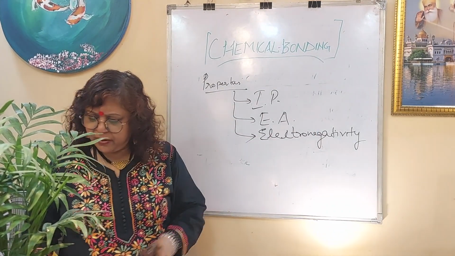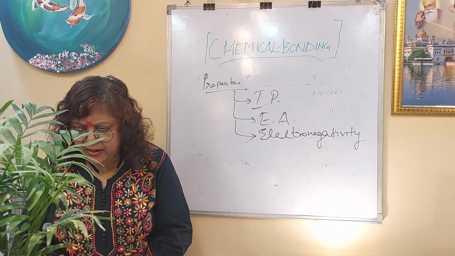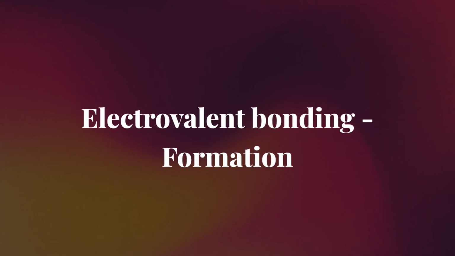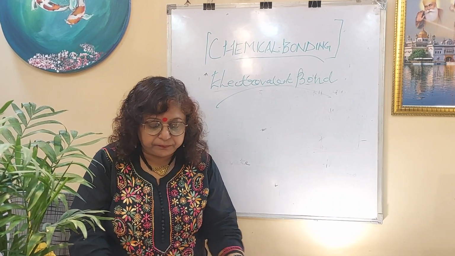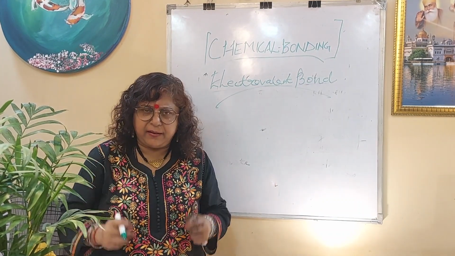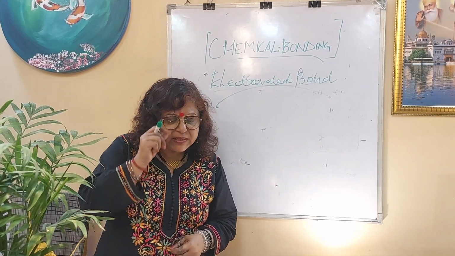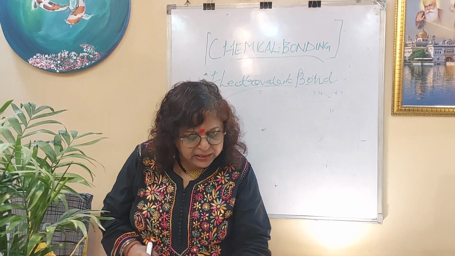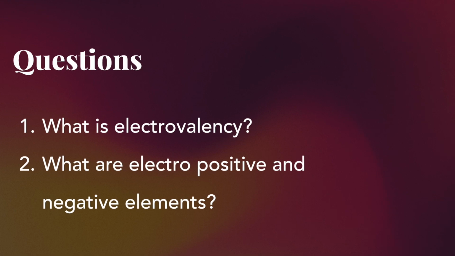This is this part. Okay, now we come to the next part of the lesson, that is, we now start the formation of electrovalent bond. Okay? Formation of electrovalent bond. Now there are certain terms here which you should write in your notebook, and they can be asked in the exam. First, the terms you should write are: what is electrovalency, what are electropositive elements, what are electronegative elements.